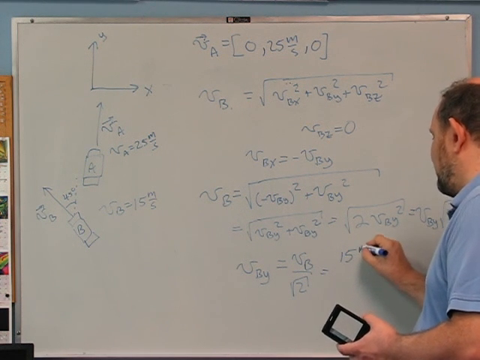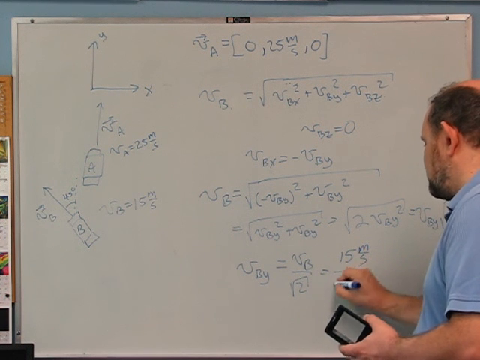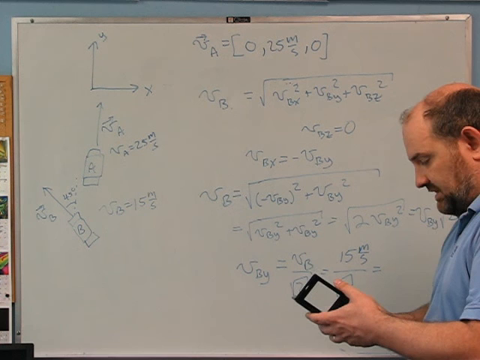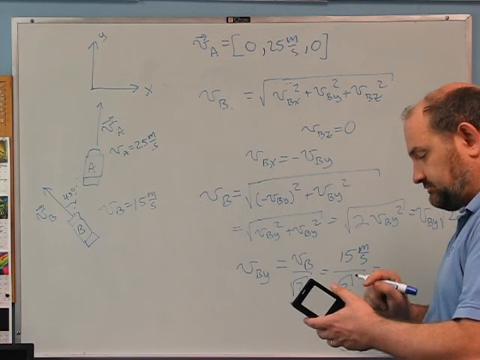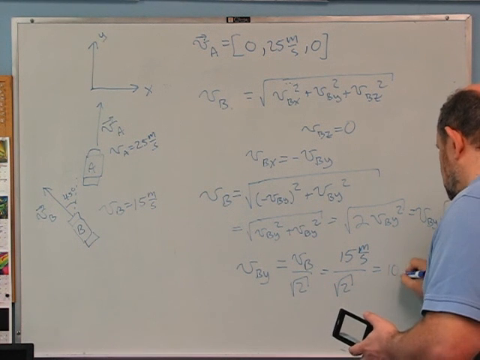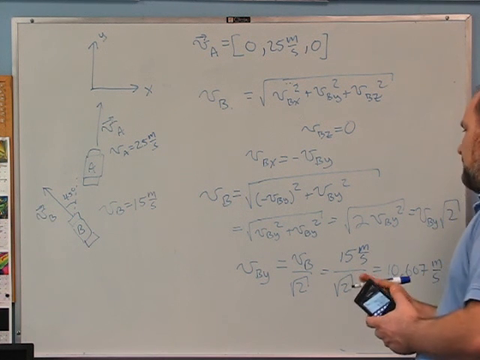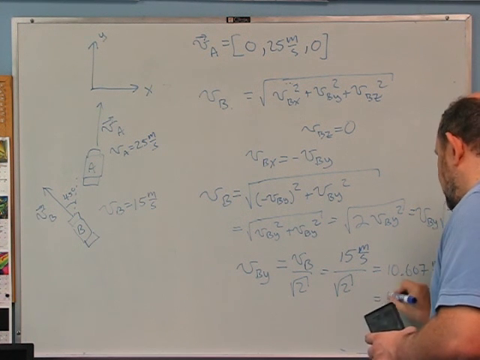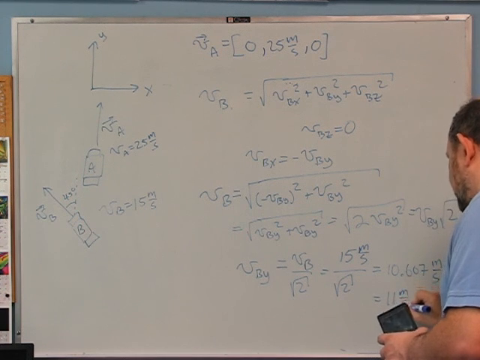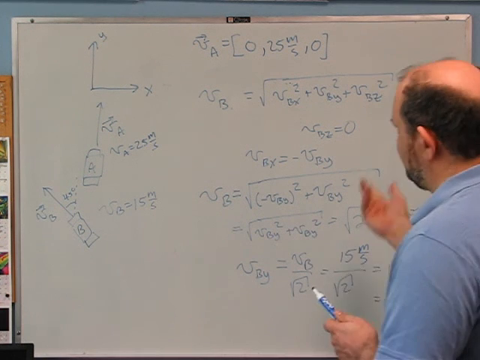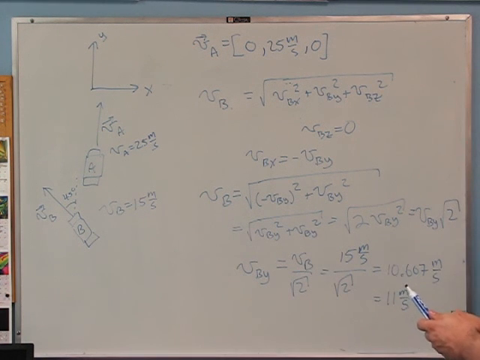Well, now I'm at the very end, so I put in 15 meters per second, I divide by the square root of 2, and I get 15 divided by the square root of 2, 10.607 meters per second. Now, of course, I only have two sig figs here, so really I should round this to 11 meters per second, but I want to remember this 10.607 because I might need it for future. In fact, I know I will need it for future calculations.